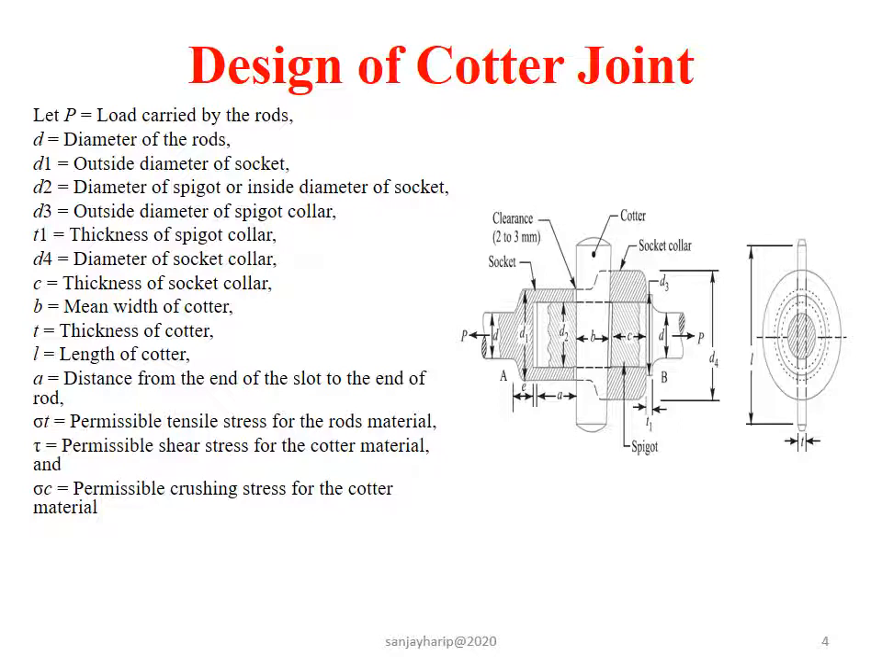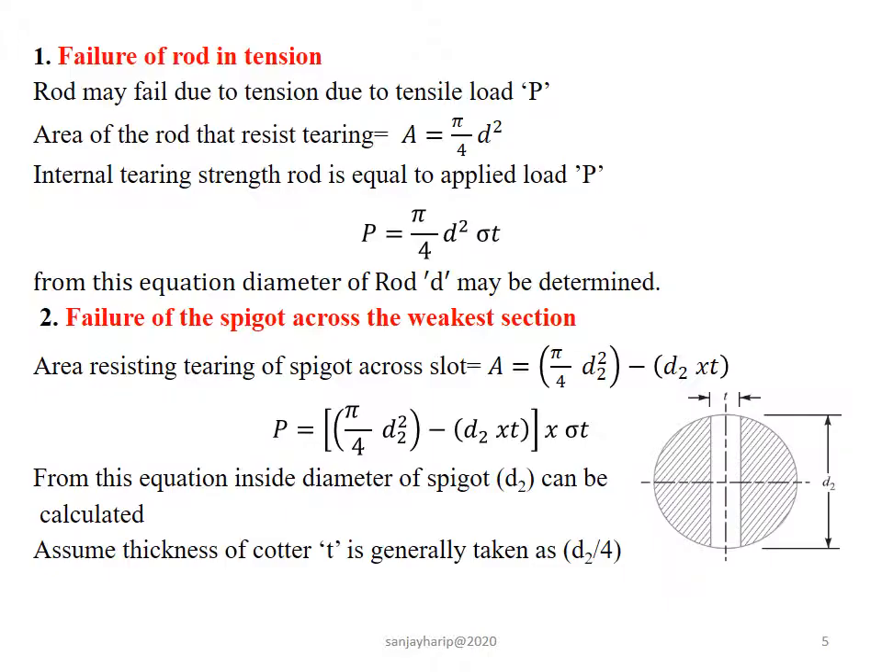C, B are the special terms related to collar and cotter. T, that is thickness of cotter. L, length of cotter. The material used for socket, cotter and spigot are mentioned over there, and the permissible tensile stress of each material is given over there. Let us start design process.